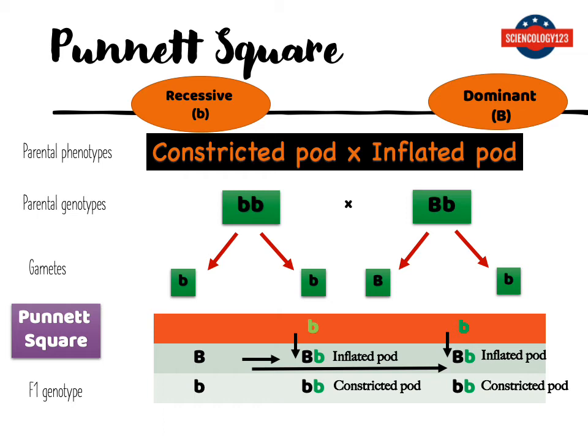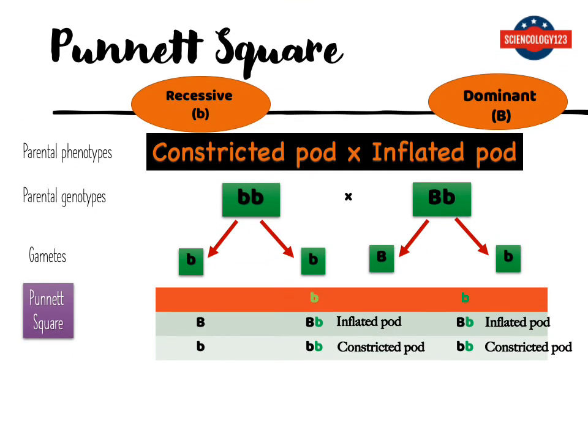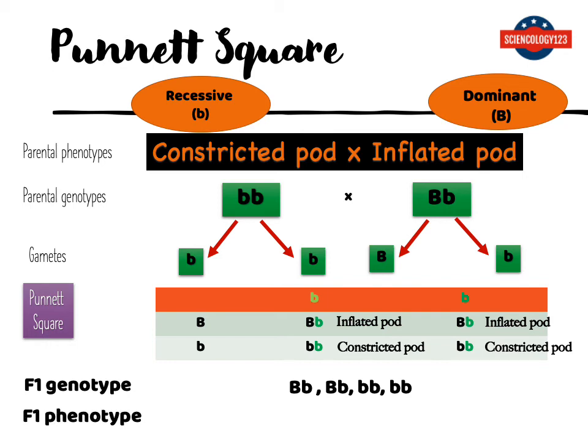The probability of the offspring has constricted pod should remain the same as 2 out of 4, which is equals to 0.5. When the question requests you to provide the first generation genotype, what you need to do is list down all the genotype that you obtain based on test cross or punnett square. For this question, these are the results. For the first generation phenotype, just list down all the phenotype based on the first generation genotype written above.